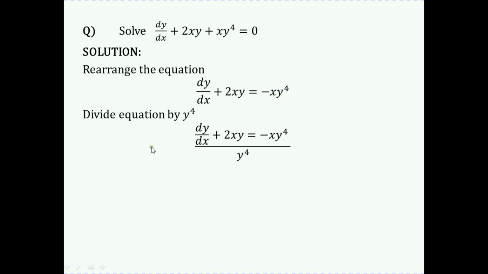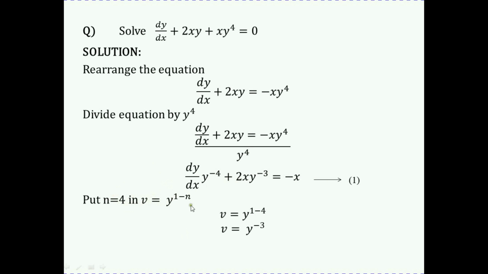Then we need to divide the whole equation by y to the power 4. On simplifying it, I've got dy by dx times y to the power negative 4 plus 2x times y to the power negative 3 equals negative x. Let's call this equation number 1. Then we put n equals 4 in our equation v equals y to the power 1 minus n. So it becomes v equals y raised to the power negative 3.